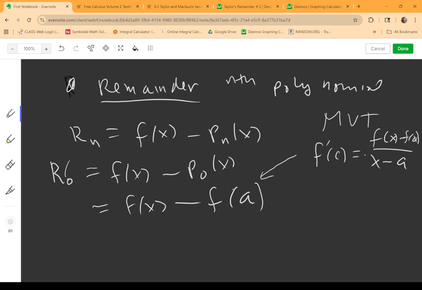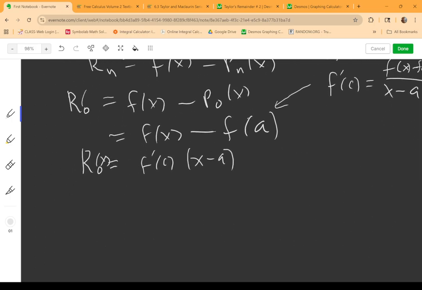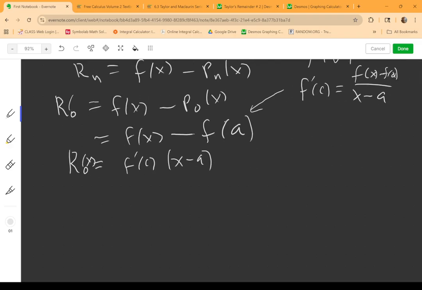Using this equation and multiplying both sides by x minus a, we have the remainder R_0 equal to f prime of c times x minus a. That value c is just a number between x and a. Usually we won't be able to find it, but what we want to do is bound it, and we'll get into more of how to do that. More generally, using this same type of argument with the mean value theorem, we can generalize the argument.